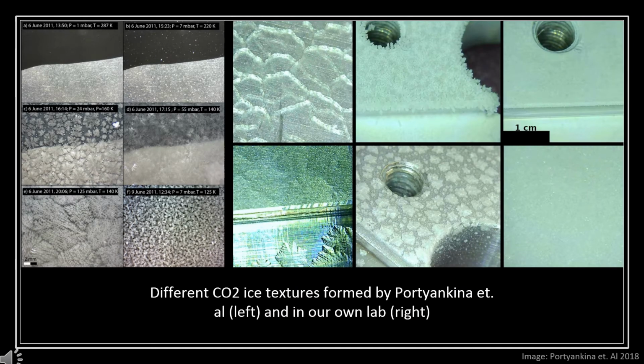CO2 ice can form in a wide variety of different textures given minute changes in the pressure and temperature of the surrounding environment. These textures within the ice can change when exposed to light, altering the optical properties of the ice. This change can have a large impact on factors such as the planetary albedo and the energy budget of the planet.